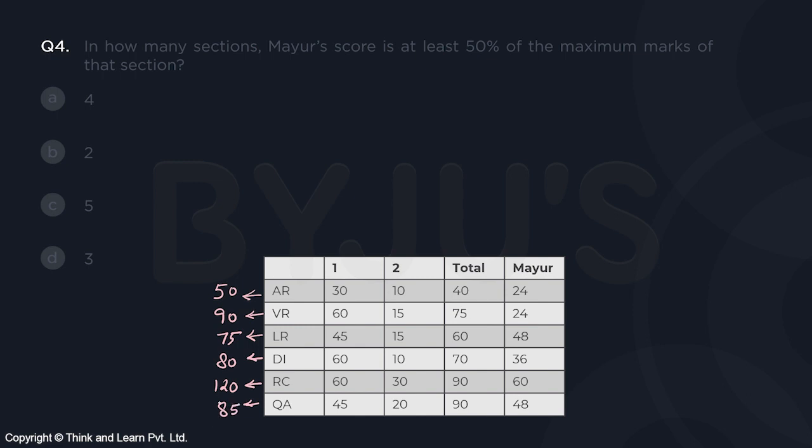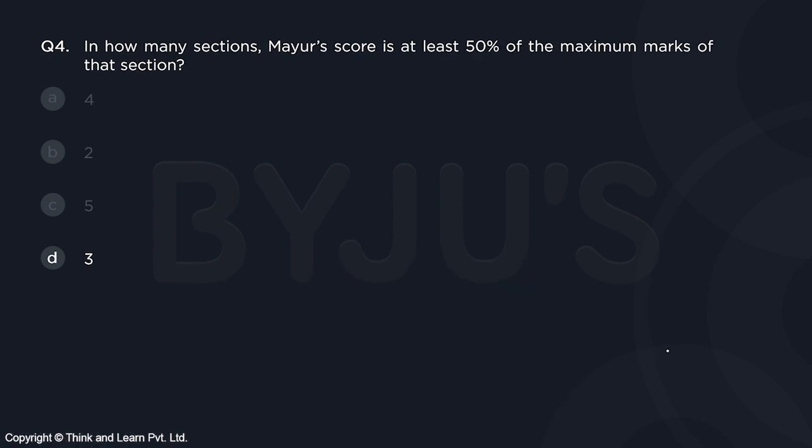So in how many of them has he scored at least 50%? In AR, his score is 24, which is less than 50%. In VR, it is 24, less than 50%. In LR, it is 48, which is definitely more than 50%. In DI, it is less than 50%. In RC, it is exactly 50%, and the question says at least 50, so that would be counted. And in QA, his score is again more than 50%. So there are 3 sections in which his score is at least 50%. So my answer is option D, which is 3.